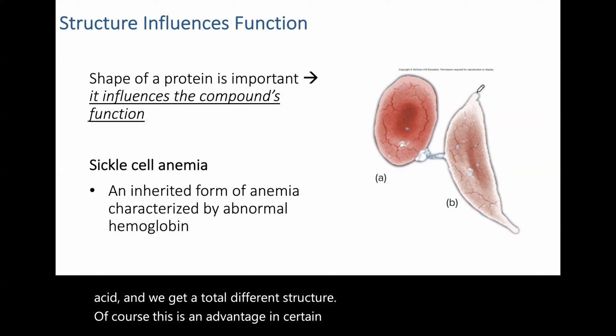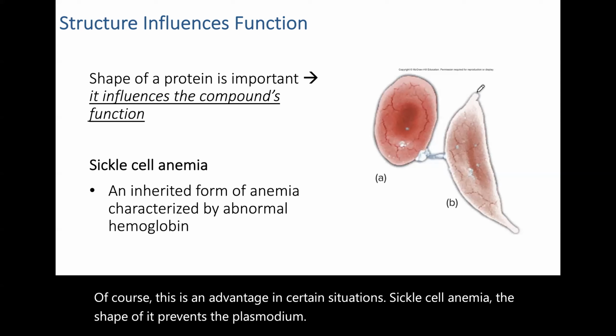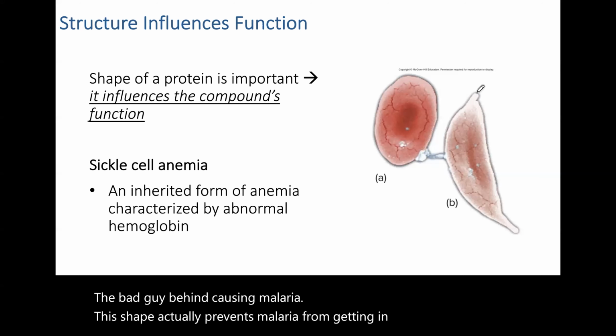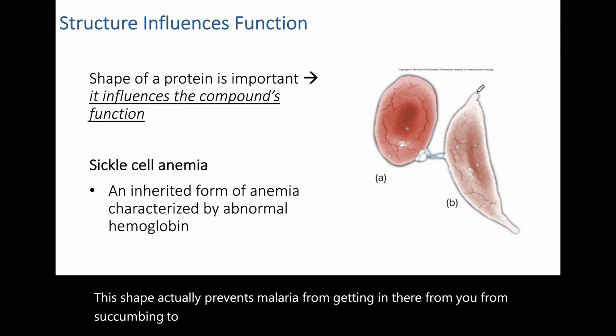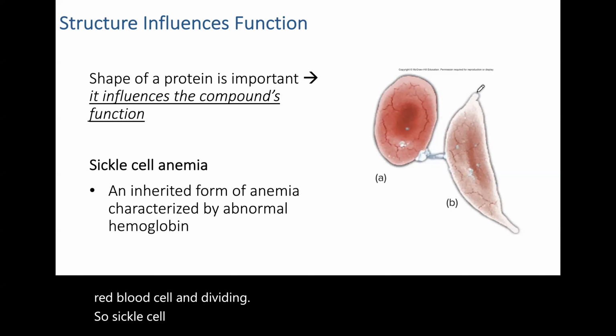Sickle cell anemia, the shape of it prevents the plasmodium, the bad guy behind causing malaria. This shape actually prevents malaria from getting in there, from succumbing to malaria. Okay? Prevents the plasmodium from getting inside the red blood cell and dividing. So sickle cell anemia does have a reason to be there. It's just not one of those totally negative things.